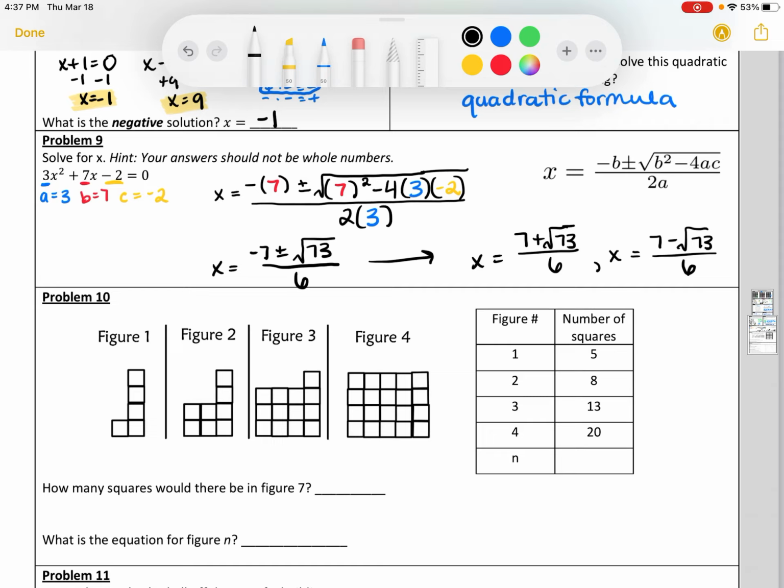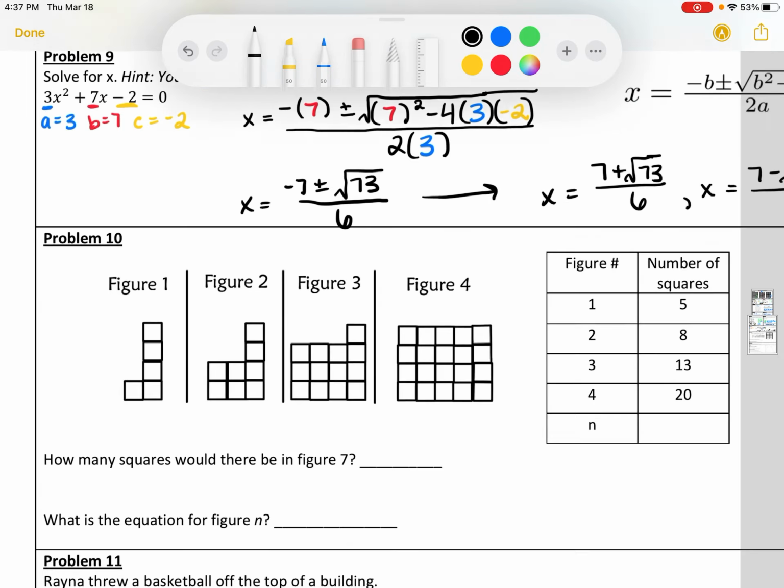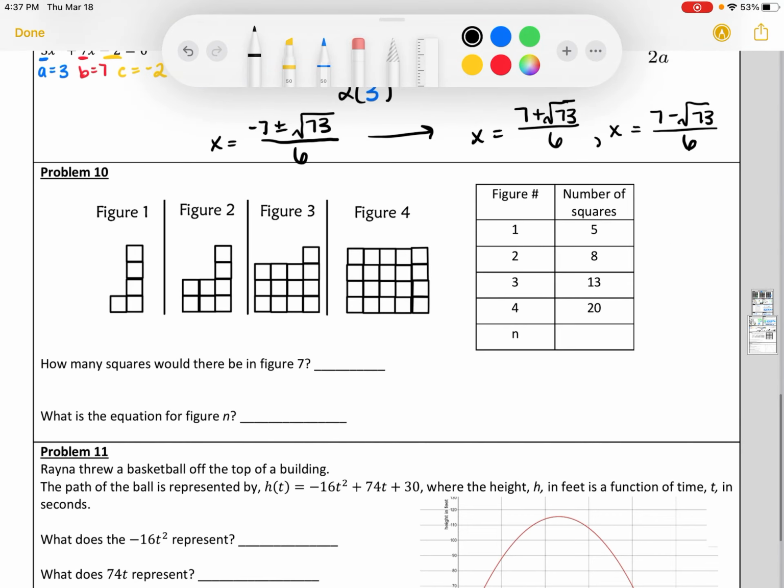All right, problem 10. We're looking at a pattern, and honestly, the only type of patterns we've looked at in this unit are quadratic patterns, so we can kind of assume it's going to be quadratic. We also have a table already made for us, which is nice. It wants us to figure out how many squares there would be in figure 7.